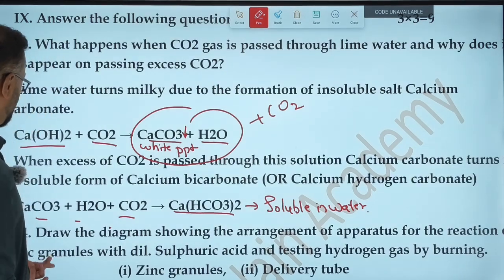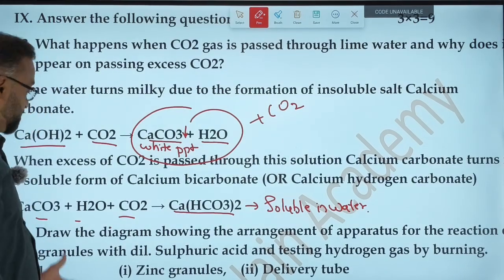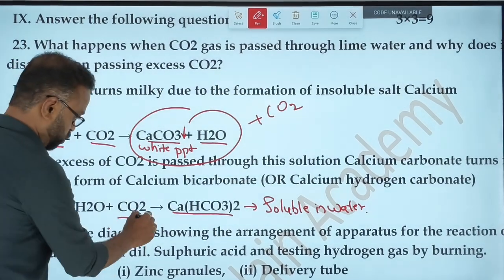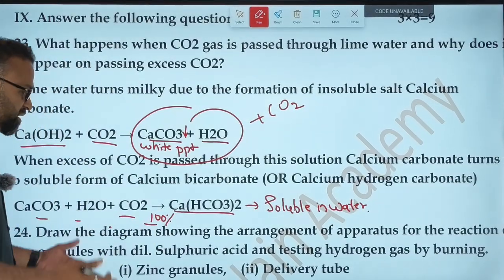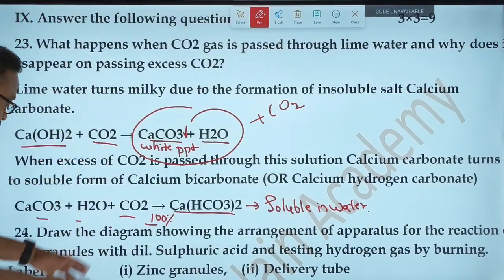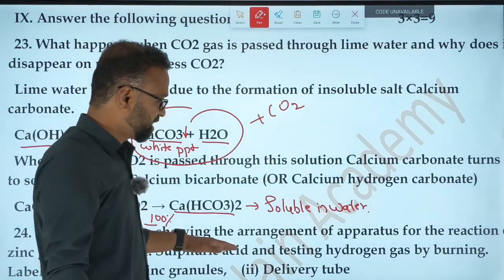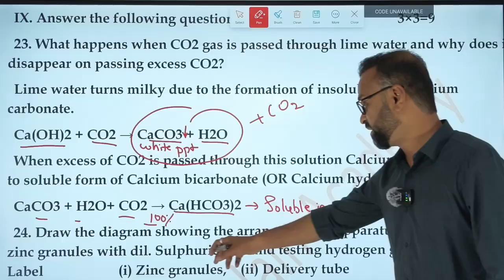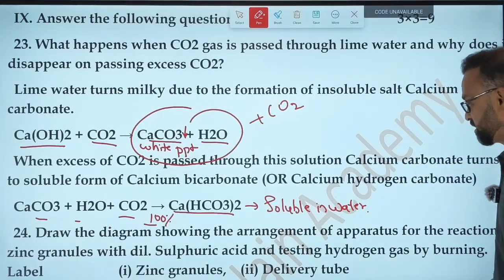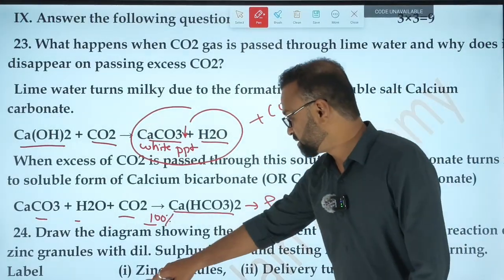Next question is for 3 marks. This is 100% sure, SA1. Again, this question will come, and this diagram they keep on asking. How many times they ask, we don't know. Draw the diagram showing the arrangement of the apparatus for the reaction between zinc granules and dilute sulfuric acid and testing the hydrogen gas by burning.